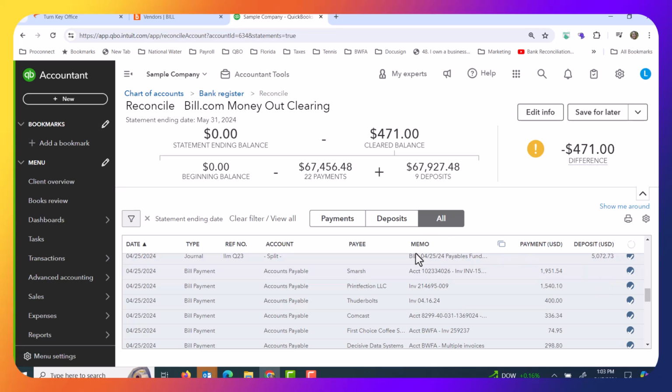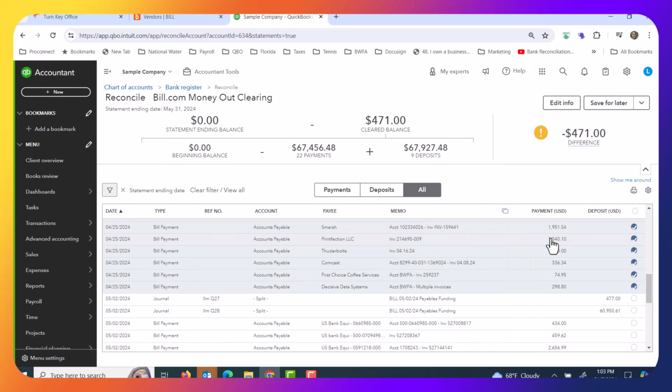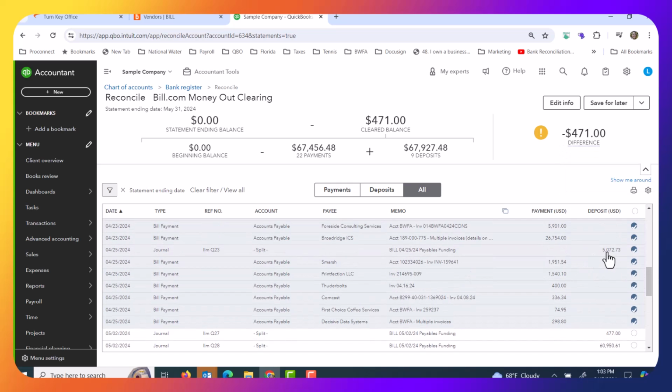Let me see if I can make this a little bit bigger. So we see we have a $471 difference. We need to come back and look at this. We had a funding event for $5,072, and we only cleared these invoices on that day, $425, and I don't see any transactions around there. So we have a balance discrepancy with this particular date. How do we resolve that?